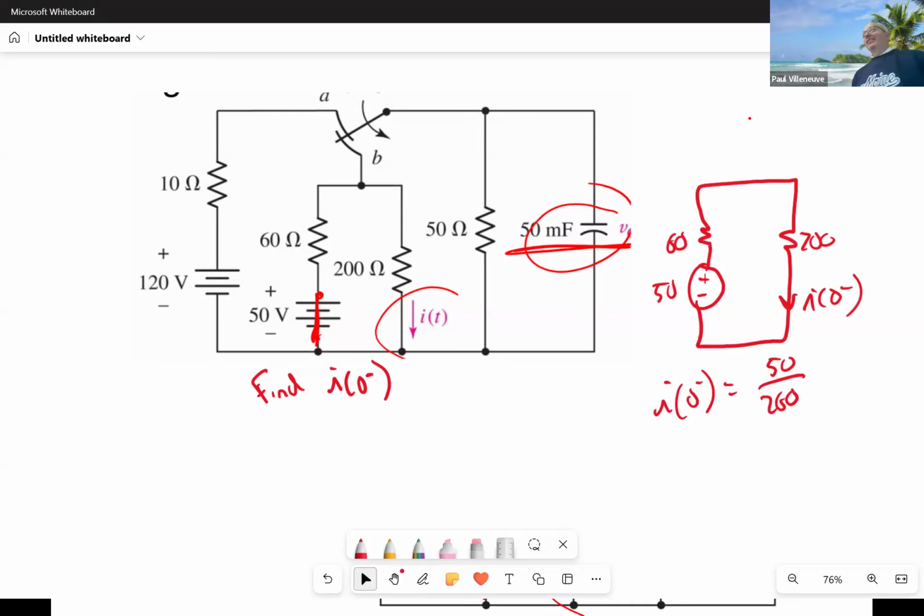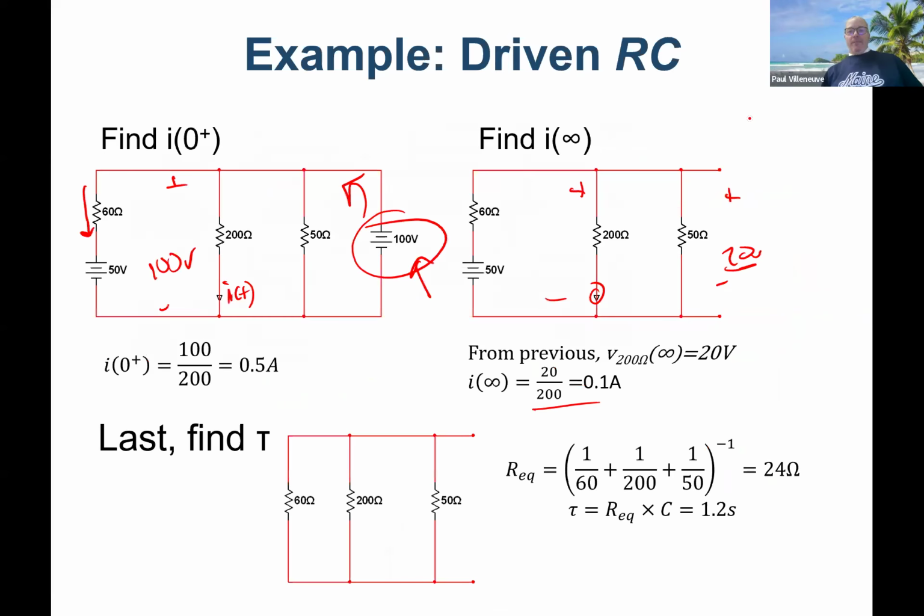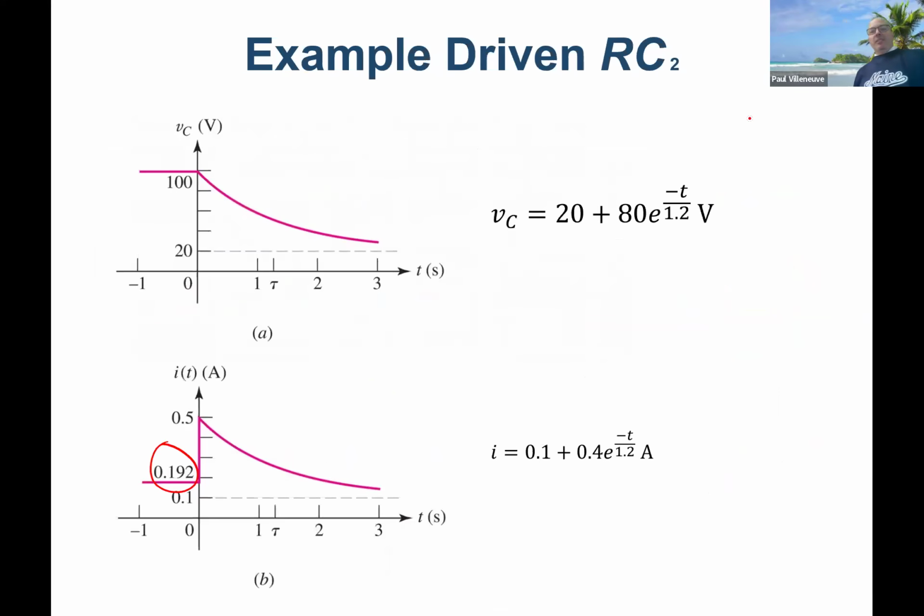It was that easy. Not that useful, right? Why do I care what the current through that point was, unless I was trying to see if it was heating up or something like that? The capacitor's not even in the circuit, there's nothing to do with it. So 50 divided by 260, and I think Luke said that does match 192 milli. So you go 192, instantaneous change to 0.5.